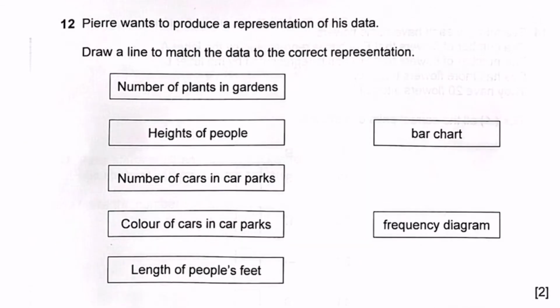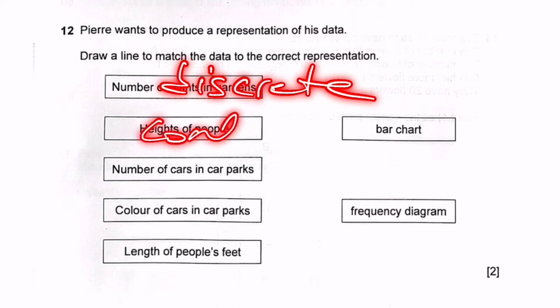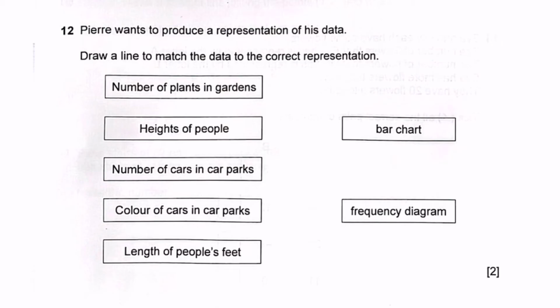Question 12. Pierre wants to produce a representation of his data. Draw a line to match data to the correct representation. First of all, number of plants in gardens. Let's check. Is this discrete or continuous? Number of plants is discrete data, right? Because it can only be counted in whole numbers. So it starts from 0, 1, 2, 3, and so on. You cannot have like 1.5 plant, right? So that's why it's discrete, and discrete data can be represented in bar chart.